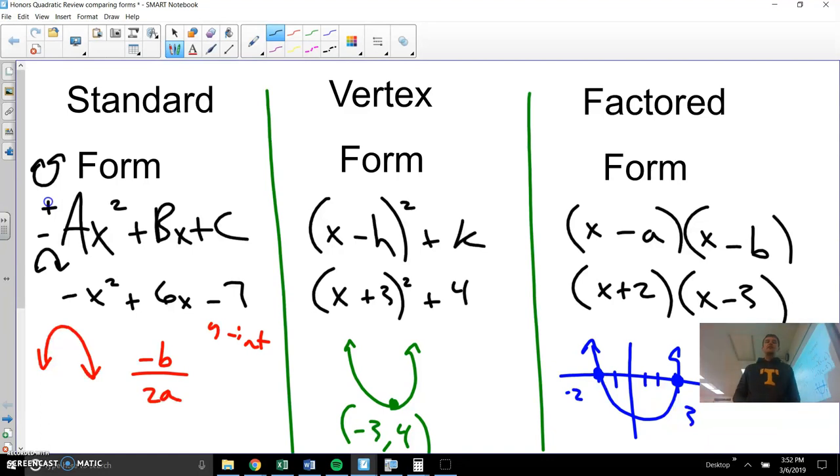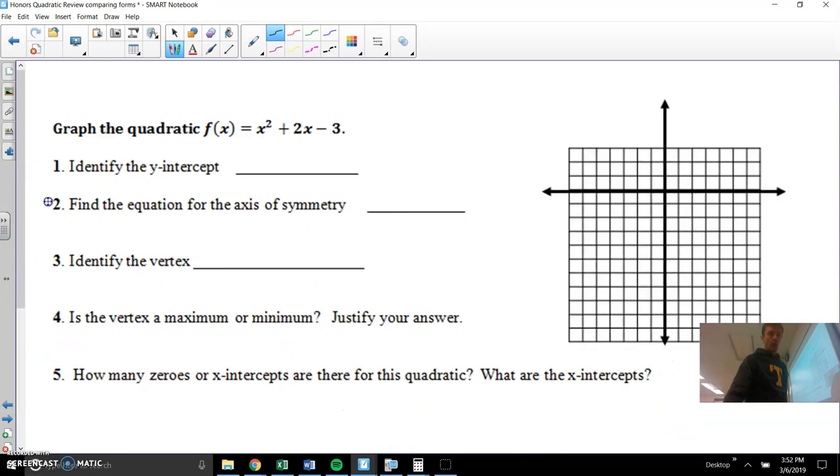So for example, I just kind of made up one here, negative x squared plus 6x minus 7. The fact that this is negative would mean the graph is facing down. And I know that the y-intercept would be negative 7. Now if I want to know the vertex for this one, I really need to use this formula, negative b over 2a.